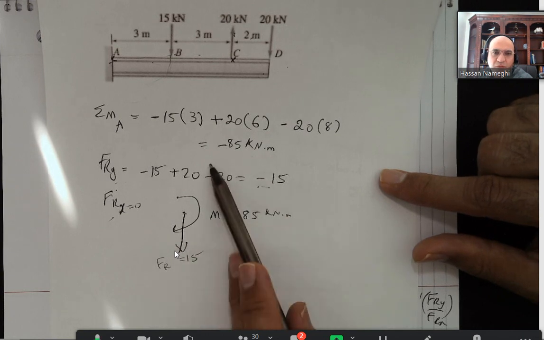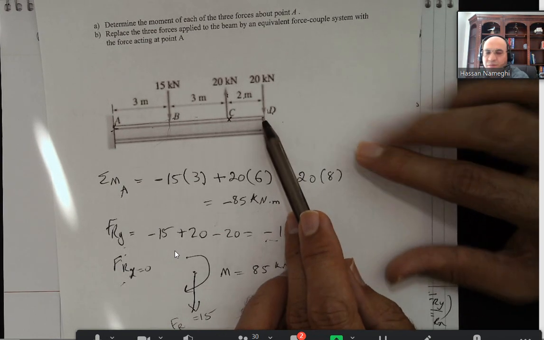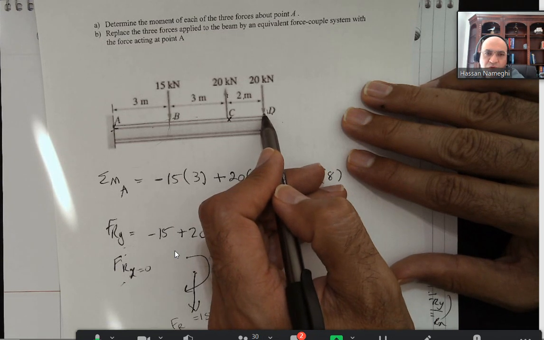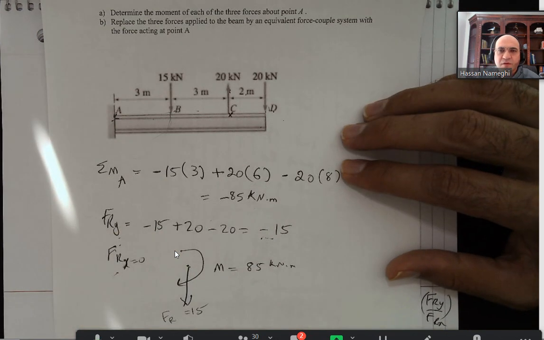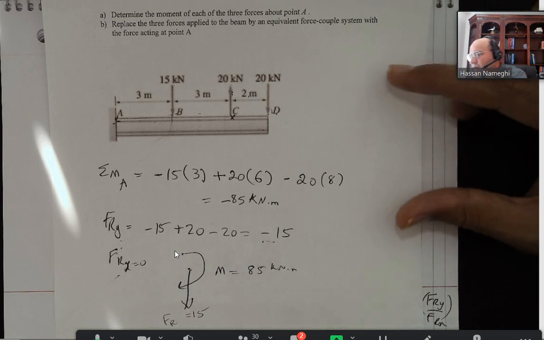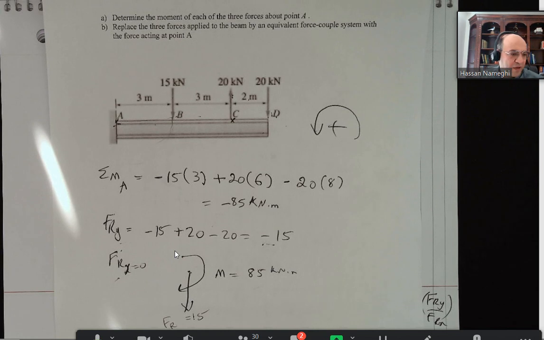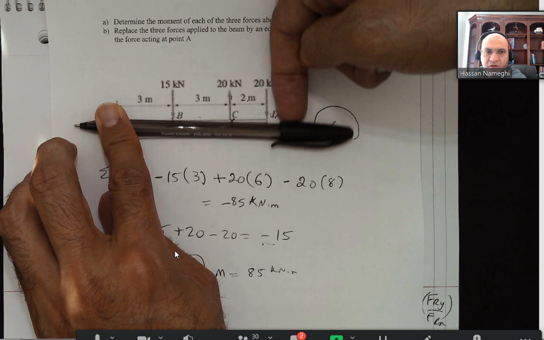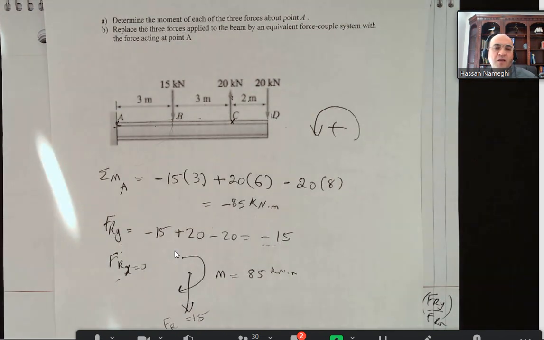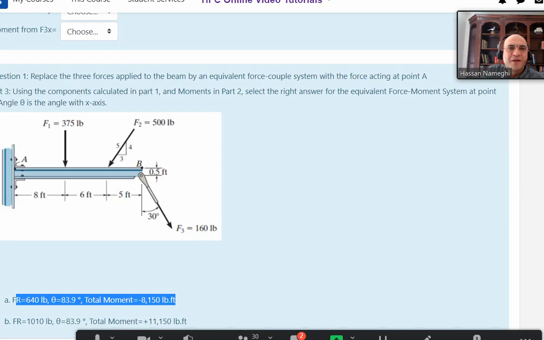You mean this one or that one? Okay, why the 20 is negative, right? Because if you look at the direction of the 20 kilonewton force, and then compare that to point A, the rotation will be clockwise. And clockwise was negative. Again, based on the rule that we have, counterclockwise is positive, clockwise is negative. How I got that is, if you put one finger on the A and apply the force like this, the rotation will be clockwise. Okay, I understand the answer. Okay, thank you.